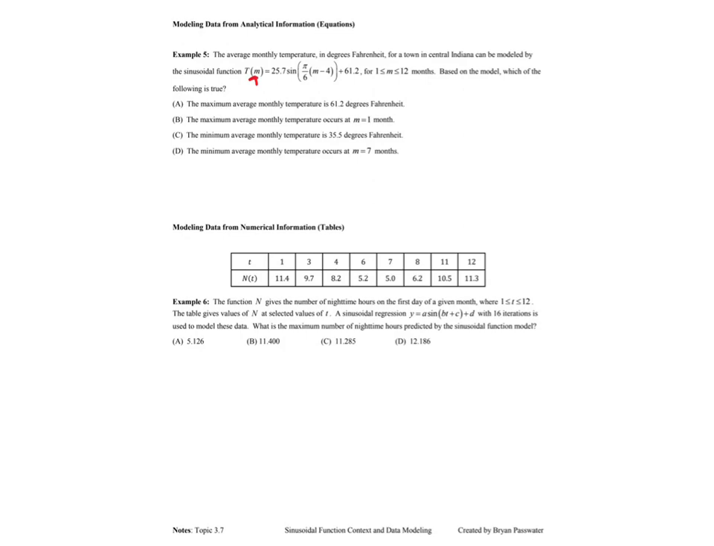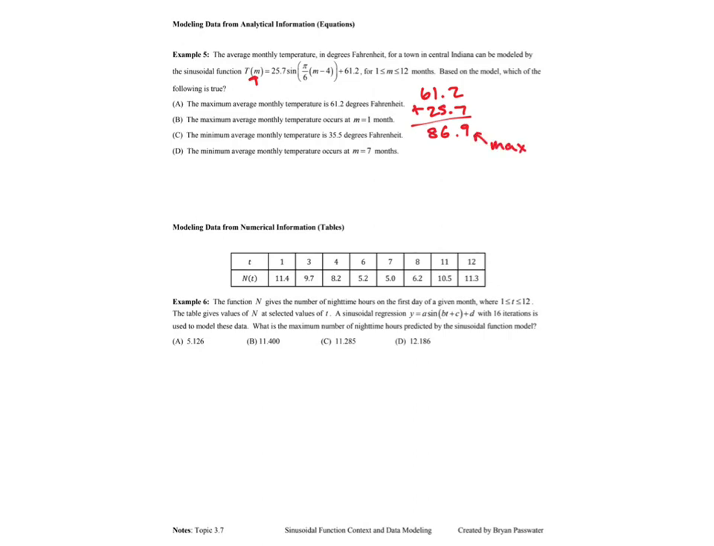So let me ask you some questions first. What's the midline? 61.2. What's the amplitude? 25.7. So what's the maximum value? How do you find that? Add it. So add them right now. 61.2 plus 25.7, 86.9. This should be our maximum.